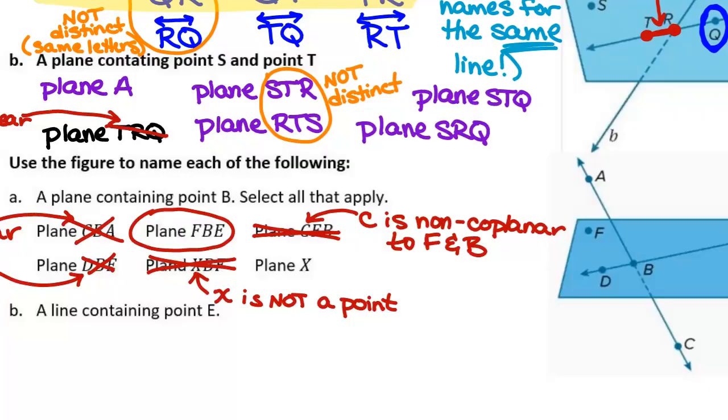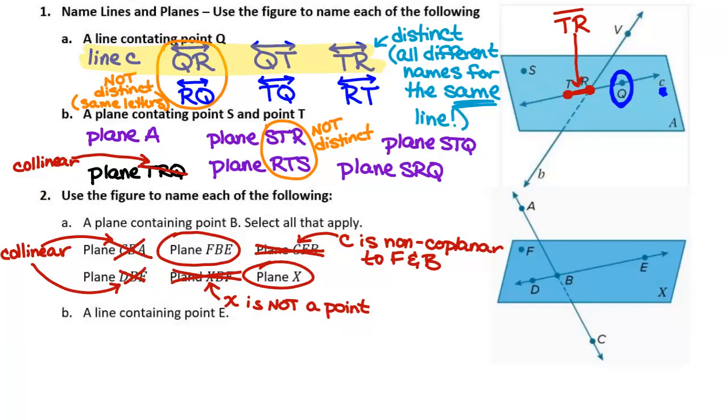Can we call this plane X? Yes. If on the test I ask you just give me a name for this plane, any name will do. You could call this plane X and move on. You could call this plane FBE. Could you call this plane FDB? Yes. Wonderful. Now we want to name a line that contains point E.